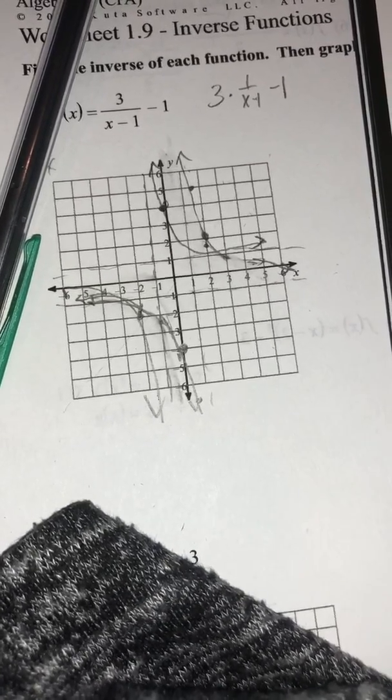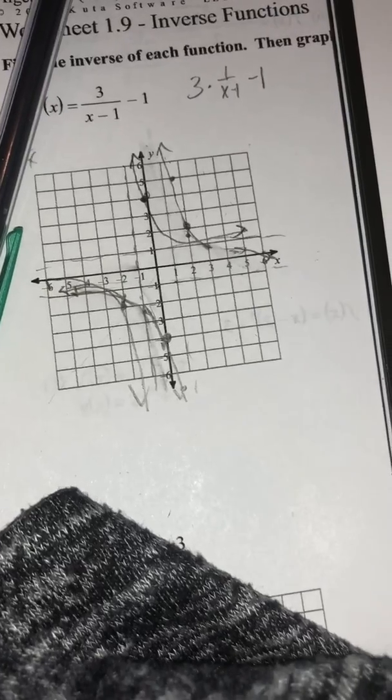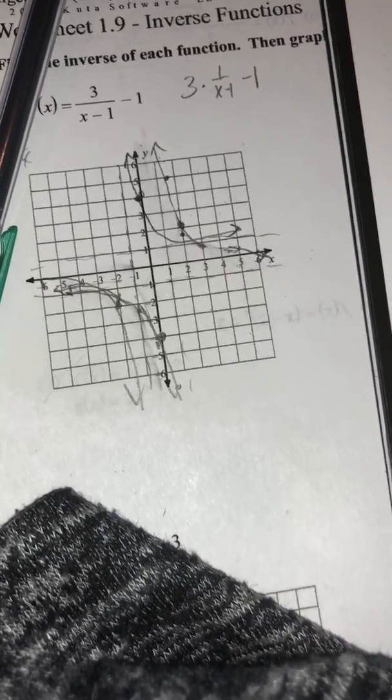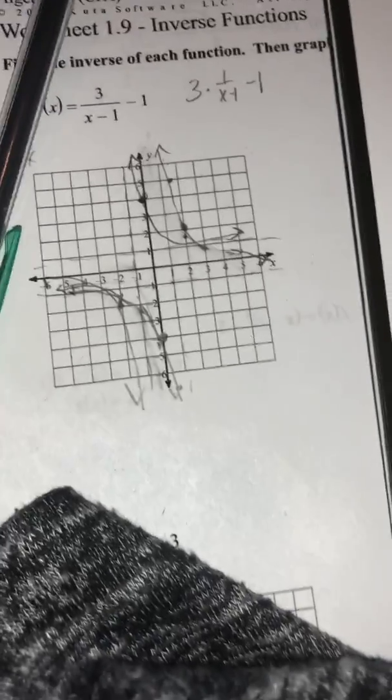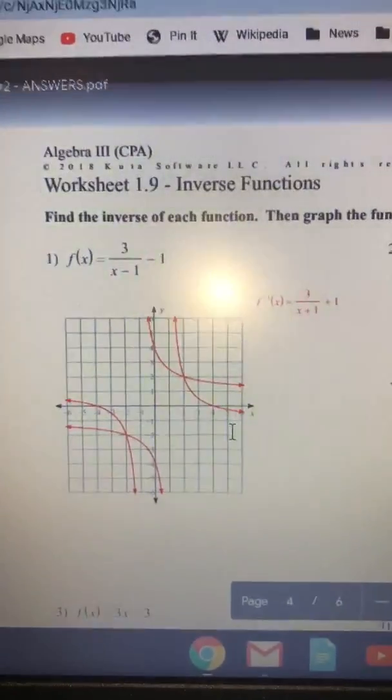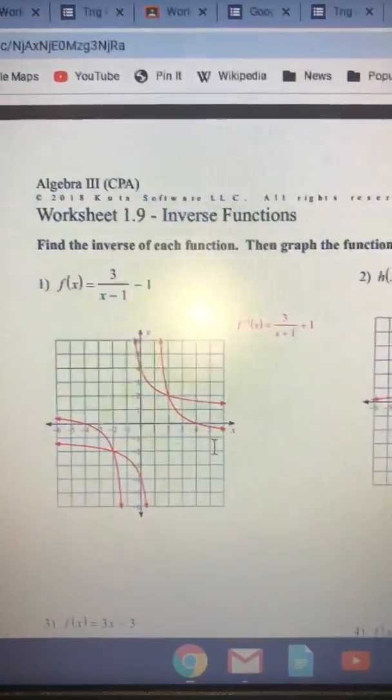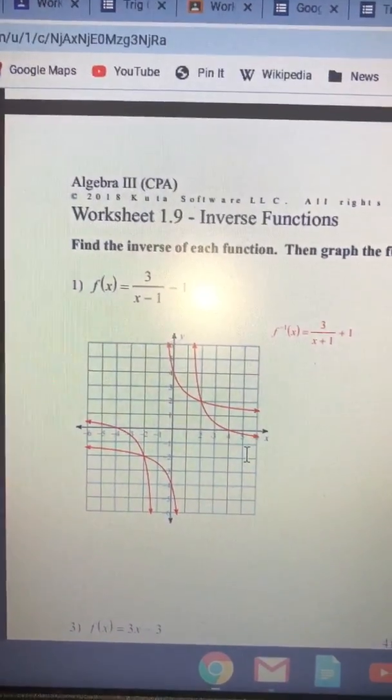I just had it. Let's see. Oh, I know where I can get it. Here we go. All right, so there it is. So that's what your final graph should have looked like if you did it nice and neatly.